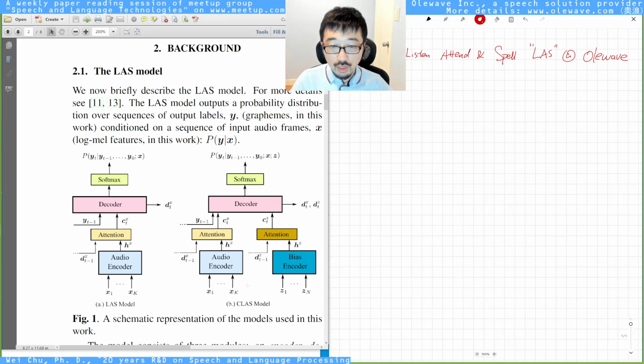And if you look at the CLAS model, the only thing that's new is an extra encoder, which is called a bias encoder. The bias encoder generates an extra contextual vector, and this contextual vector together with the original context vector are fed into the decoder, and the rest is the same. Let's take a look at how they did this bias encoder.